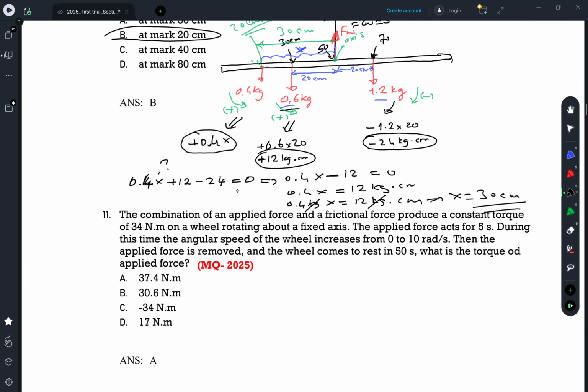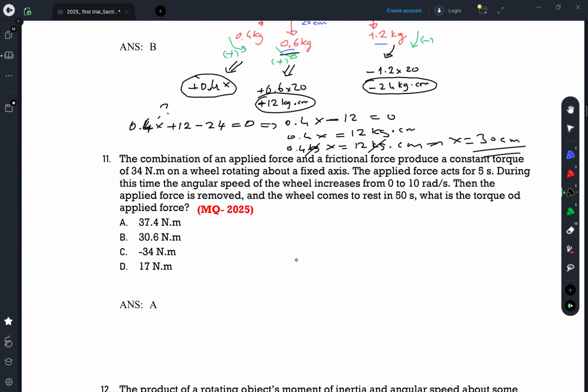And question number 11 is one of the chapter questions again. It was asked before, exactly the same as in the book, but this time they make a slight change at the end, so we can consider it a new type of question. This is one of the questions at the end of chapter 2. The combination of applied force and frictional force produces a constant torque together, that is, torque of applied minus torque of friction, which according to the question is 34 newton meters, rotating the wheel.